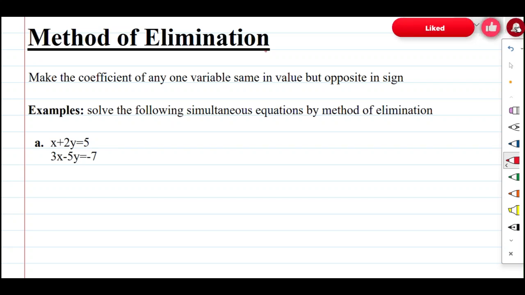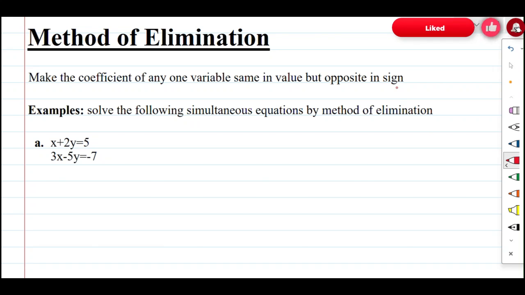Method of elimination. So what is method of elimination? Basically, we have to make the coefficient of any one variable same in value but opposite in sign, right? So whenever we solve a system of simultaneous equations by using method of elimination, we have to make the coefficient of any one variable, whether that is variable x or variable y, this is your choice, same in value but opposite in sign, right?